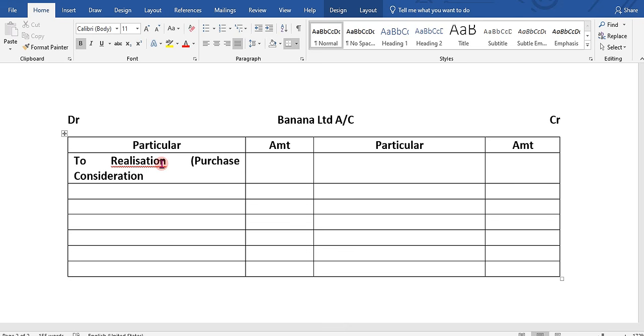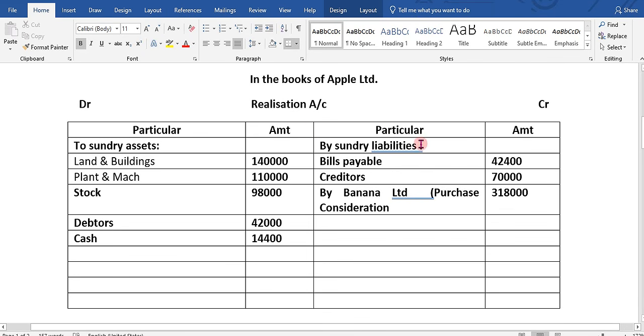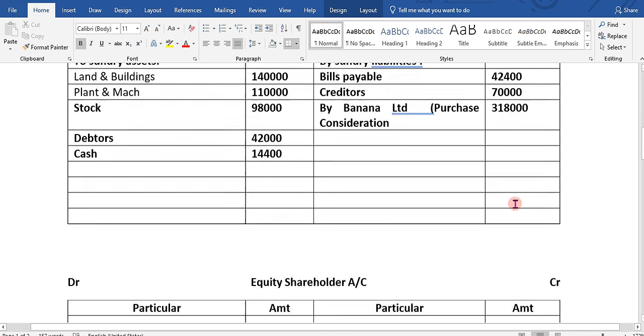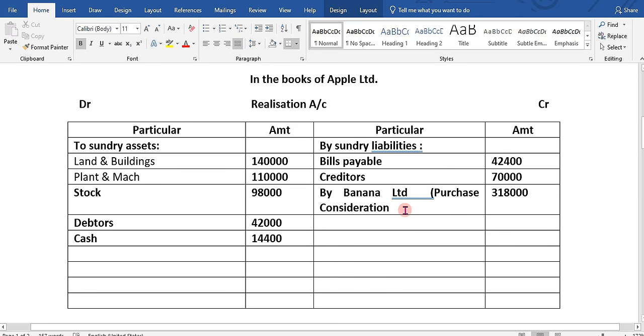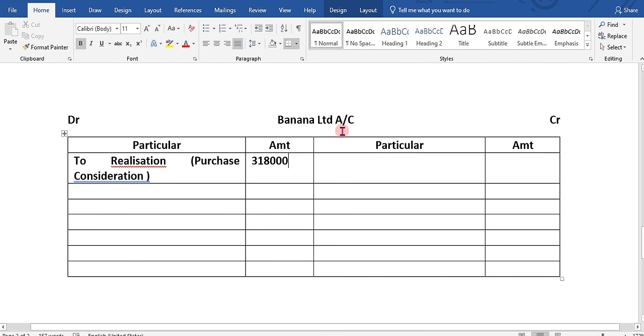Purchase consideration 3,18,000. So the first effect of this PC, purchase consideration, is given on the realization credit side, that is by Banana Limited, purchase consideration 3,18,000. The second effect of this entry we have to post in the purchasing company, that is Banana Limited account, on the debit side, to realization account, purchase consideration amount, that is 3,18,000.